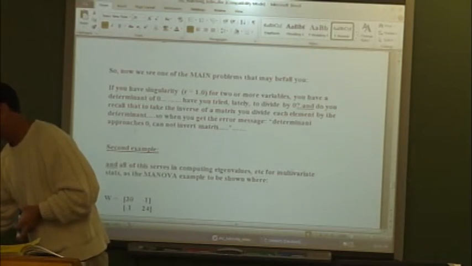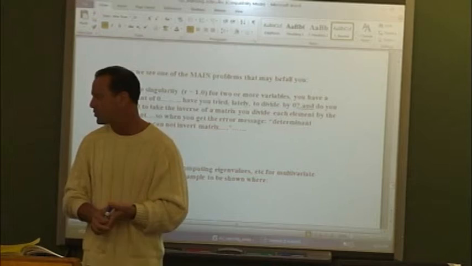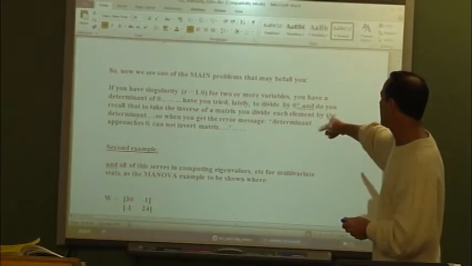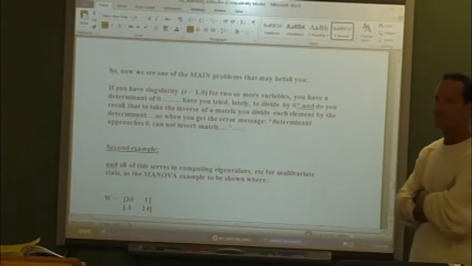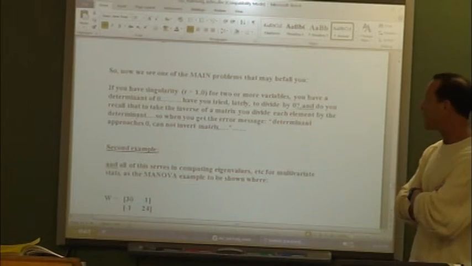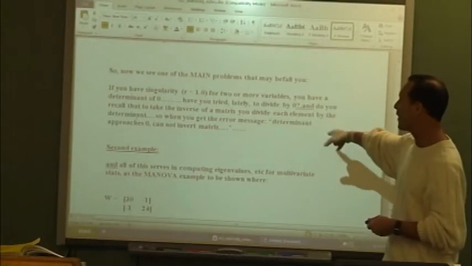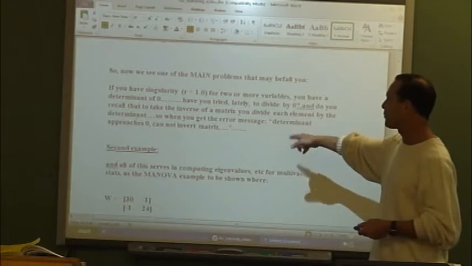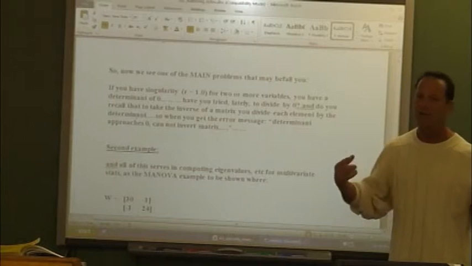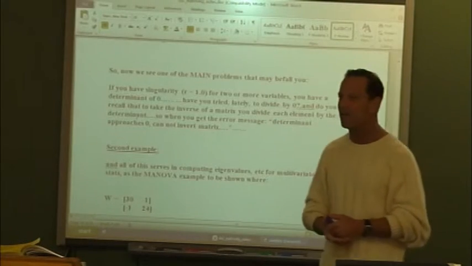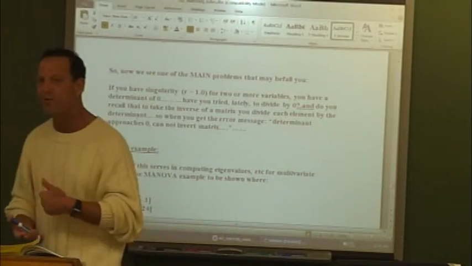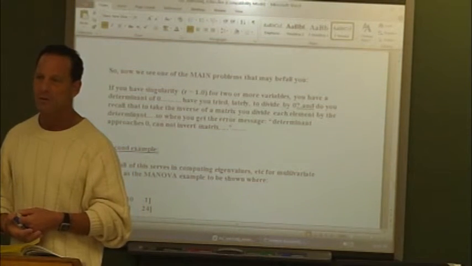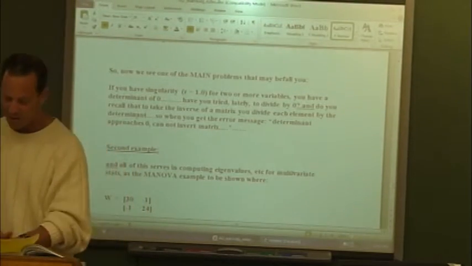So, if you have singularity for 2 or more variables, you have a determinant of 0. Have you tried lately to divide by 0? Recall that to take the inverse of a matrix, you divide each element by the determinant. So when you get the error message, determinant approaches 0, cannot invert matrix, you've got something screwing up your data, and I guarantee you have 2 variables that are really highly related, probably over 0.9. That's going to be an error message.